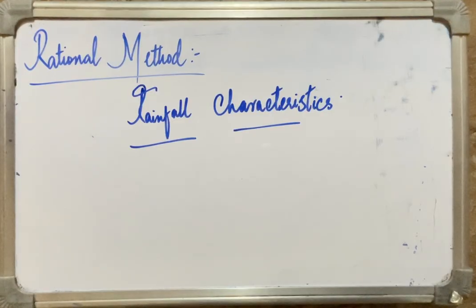All right, so we studied empirical formulas in detail. Today's topic is the rational method. How do we make use of the rational method to calculate the maximum discharge for which a particular bridge is going to be designed? Before starting the rational method, we need to know a lot of things, so we'll study each one of them one by one.